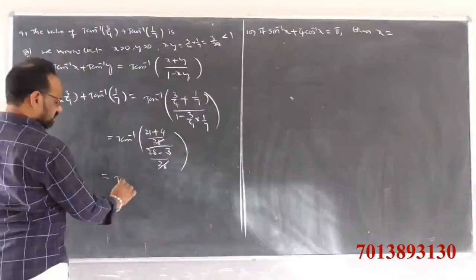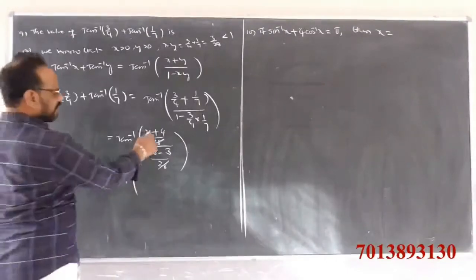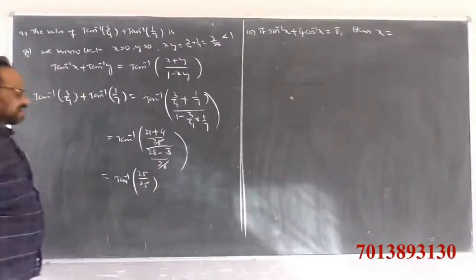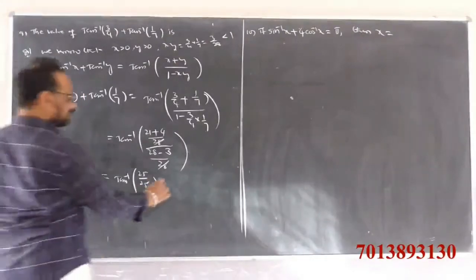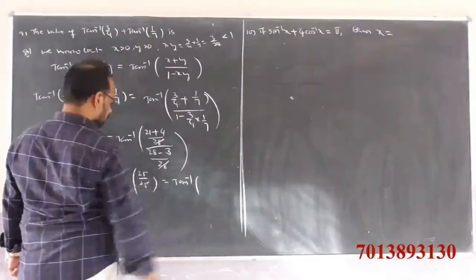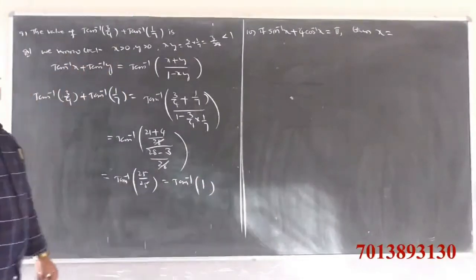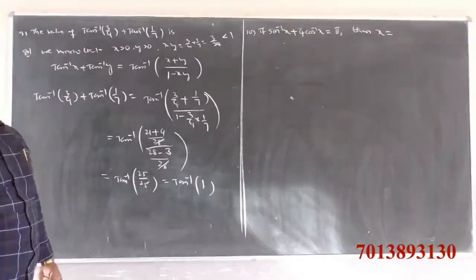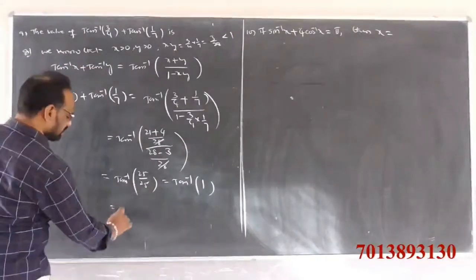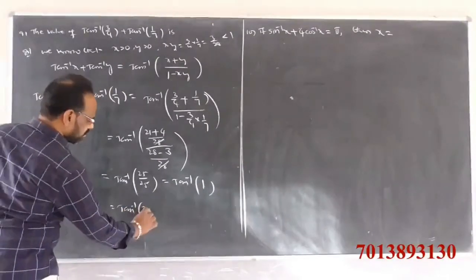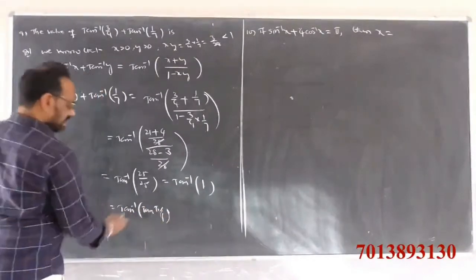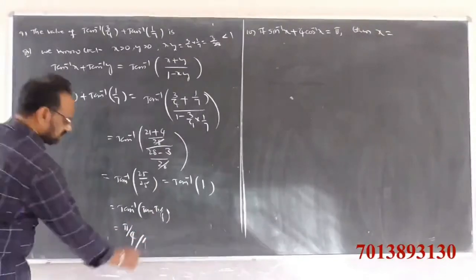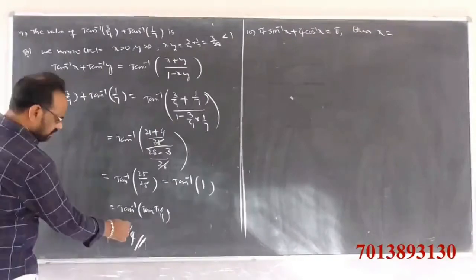We get tan inverse of 21 plus 4, clearly 25, by 28 minus 3, 25. We get 25 by 25, that is equal to tan inverse of 1. We know that tan pi by 4, that is tan 45, has value 1. So 1 can be written as tan inverse of tan pi by 4. Tan inverse of tan theta also gives pi by 4. So pi by 4 is the answer.